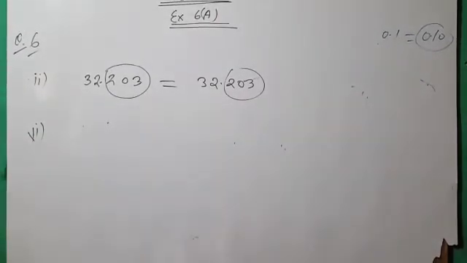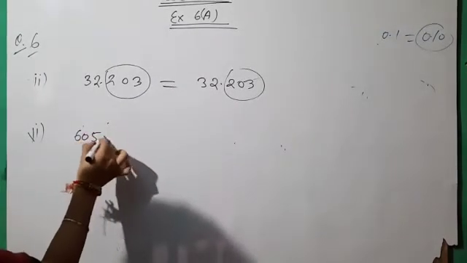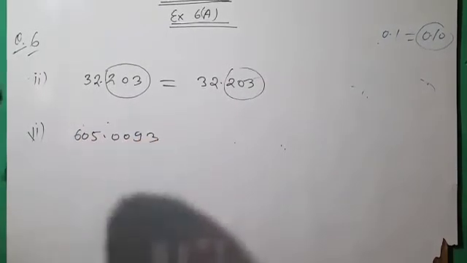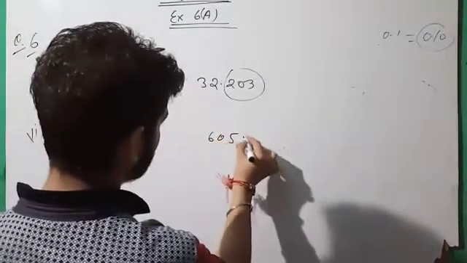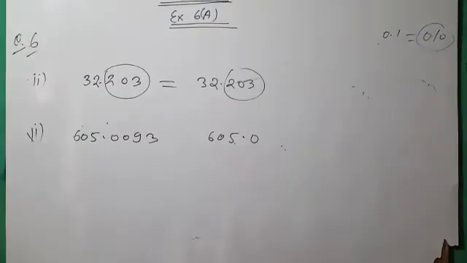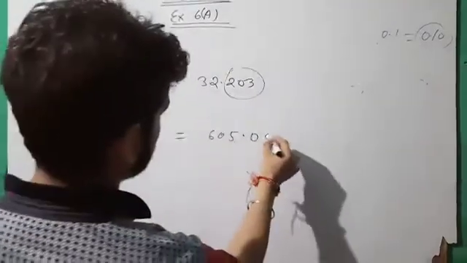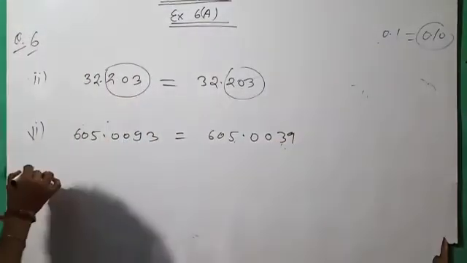Actually these are simple questions, so you have to practice these questions. I have taken only one or two parts of every question. 605.0093, then the second number is 605.0039. Actually these are equal. So next we can take the fifth one.